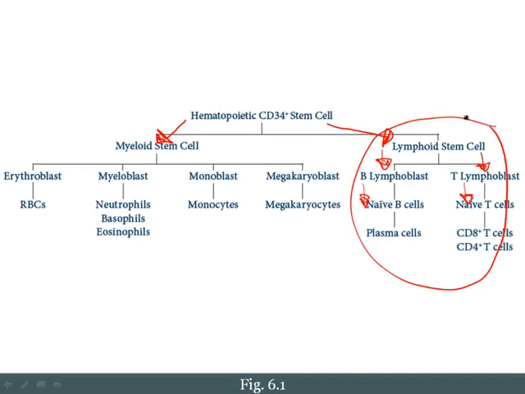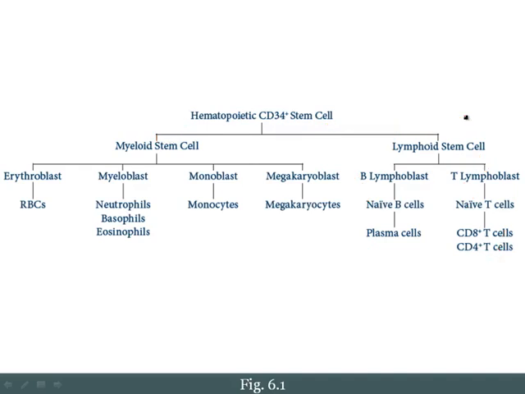Now let's go to the other side. Again, the hematopoietic stem cell has the ability to produce a myeloid stem cell, and the myeloid stem cell can develop into an erythroblast, which would then produce red blood cells, can develop into a myeloblast, which would then produce granulocytes, and the granulocytes are the neutrophils, basophils, and eosinophils. It can develop into a monoblast, which would eventually produce monocytes, or it can develop into a megakaryoblast, which would eventually produce megakaryocytes.